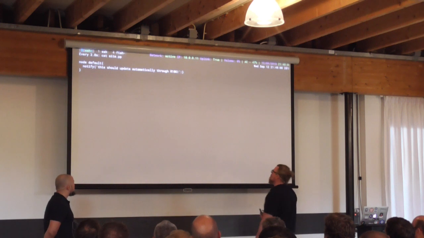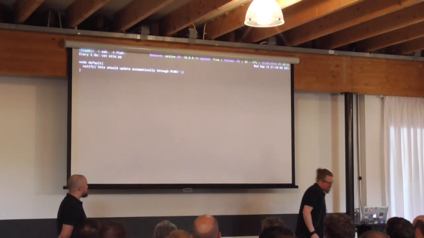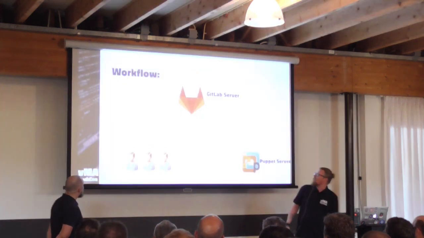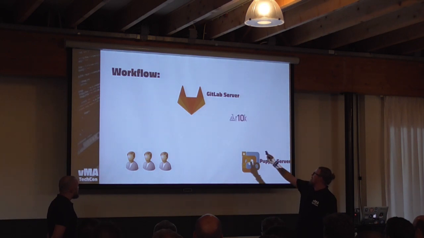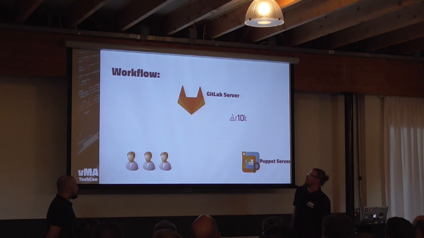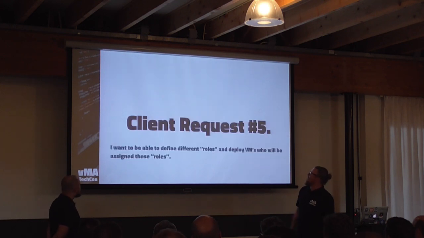All right. So, workflow, what happened? Now we have a bunch of developers who push code to the GitLab server, writing code, and R10K is pulling from the GitLab server to the Puppet server, which is a VM on vCenter. That's what's happening right now.